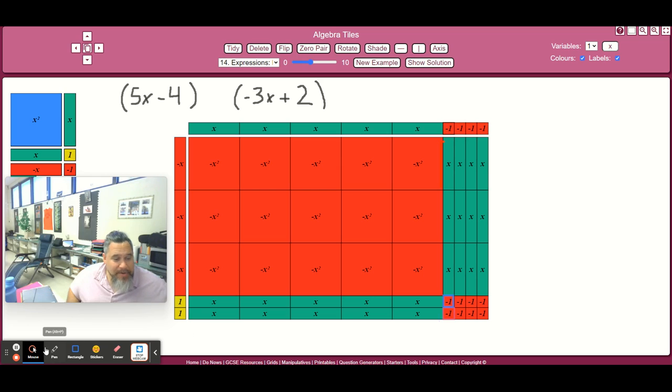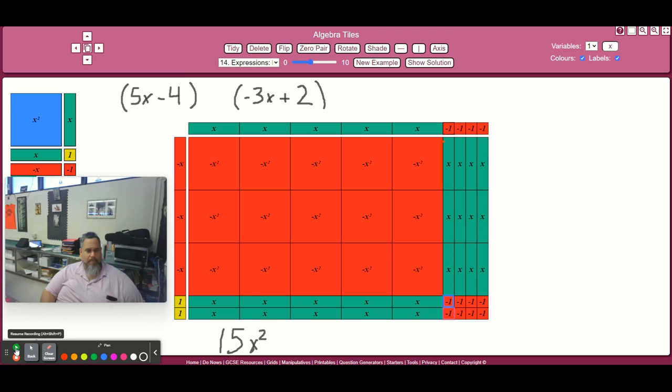Now, we're going to total everything up, starting with our x squareds. We're not going to count these. These are just headers, right? These on top and on the side. But in each column, we have 3, and we have 1, 2, 3, 4, 5 columns. So we have 15 x squareds.